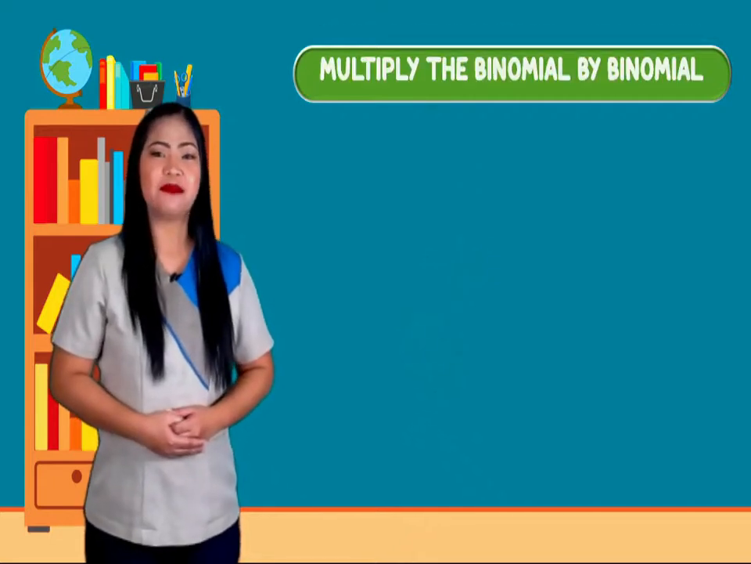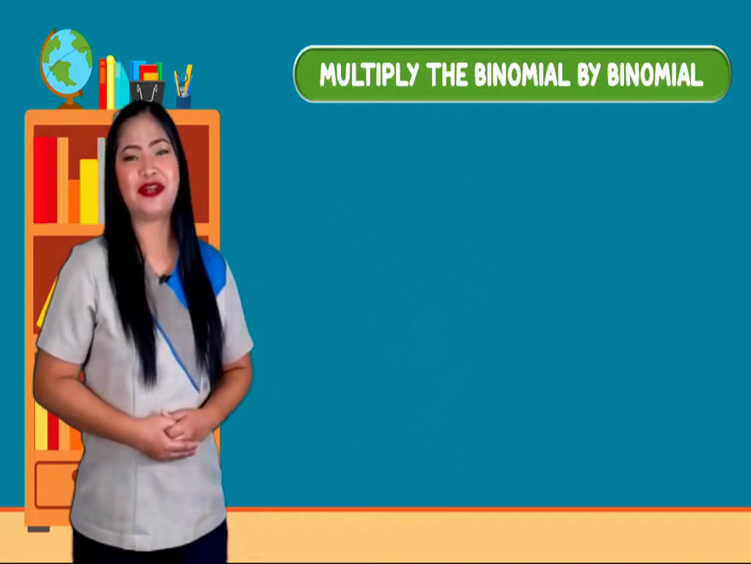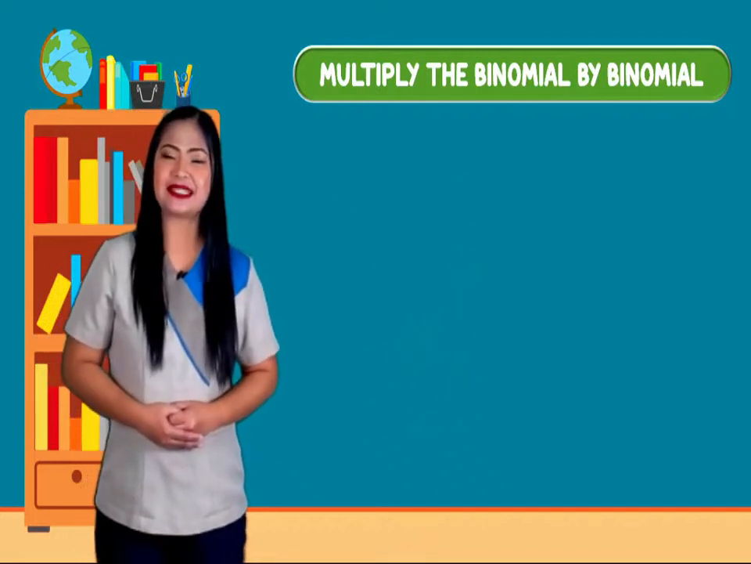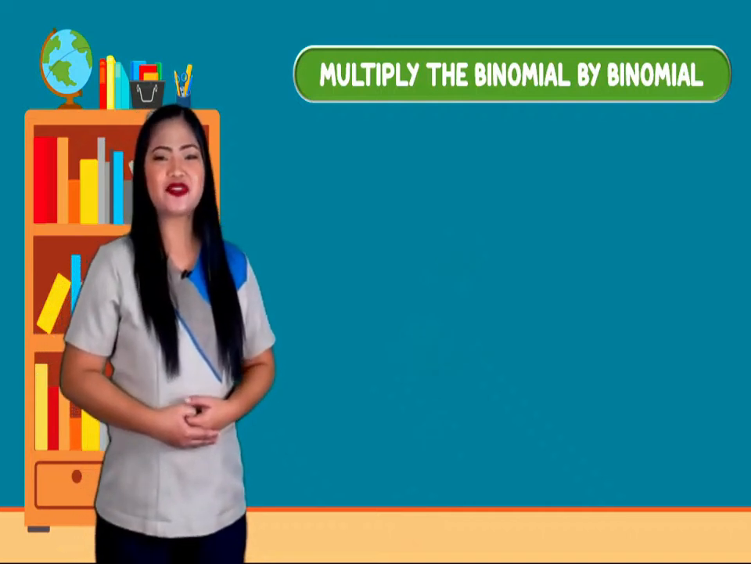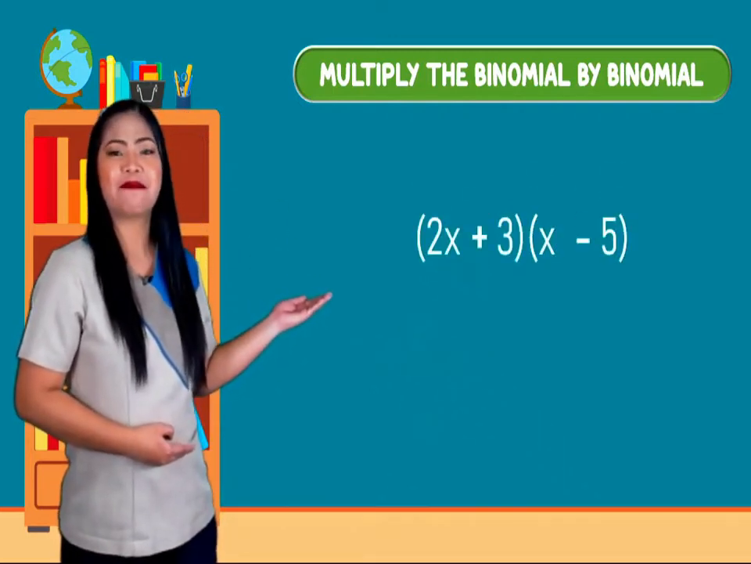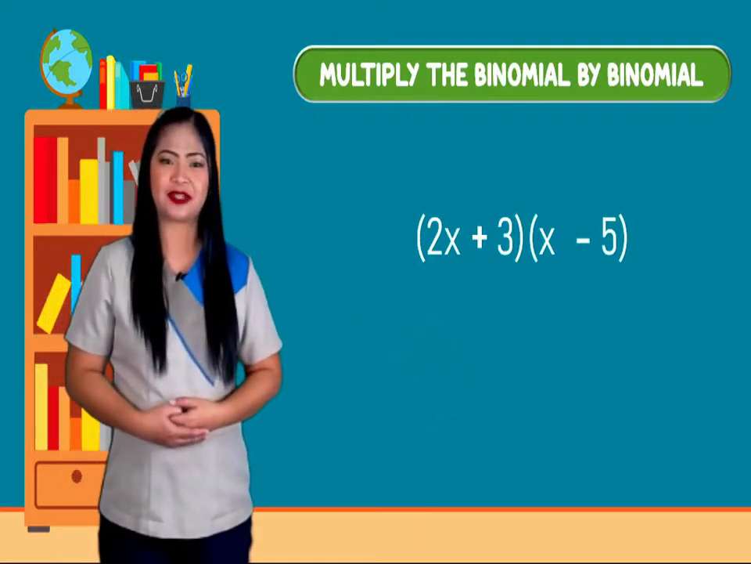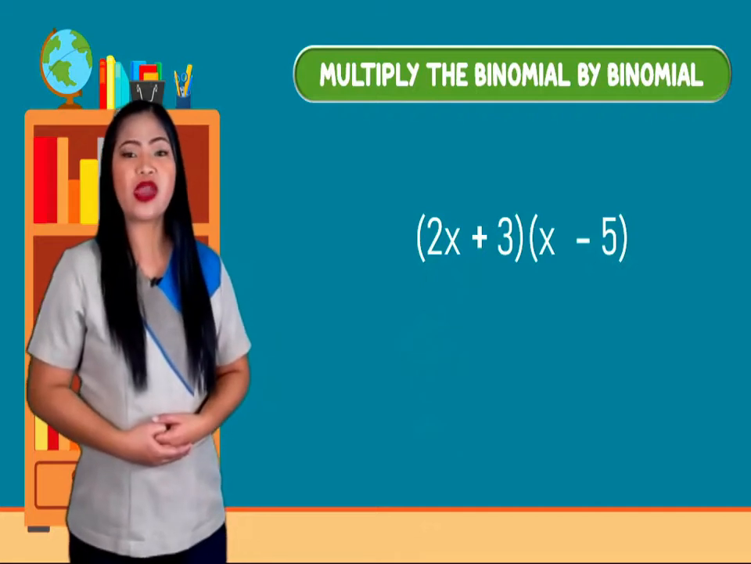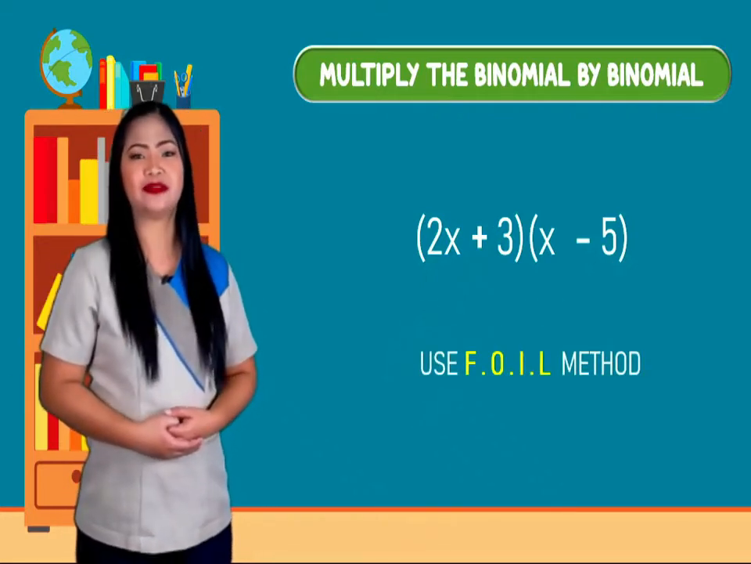Next, we have multiplying a binomial by a binomial. Remember that a binomial is a polynomial with two terms. Let us try to multiply the binomial 2x plus 3 by another binomial, which is x minus 5. In this case, we are going to use what we call the FOIL method.